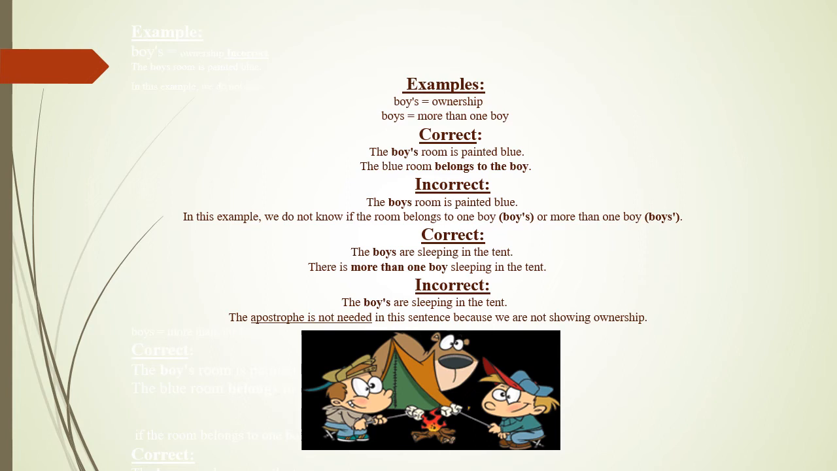How do we use it incorrectly? The boys room is painted blue. If we are not using an apostrophe here with boys, it means we are using it wrong. In this example, we do not know if the room belongs to one boy or more than one boy. So this thing is taken care of: if it's one boy's room, then we use the apostrophe before s. But if it is in use of more than one boy, then we use the apostrophe after s. In plurals, we use the apostrophe for showing possession after s. But in singular, we use the apostrophe before s.